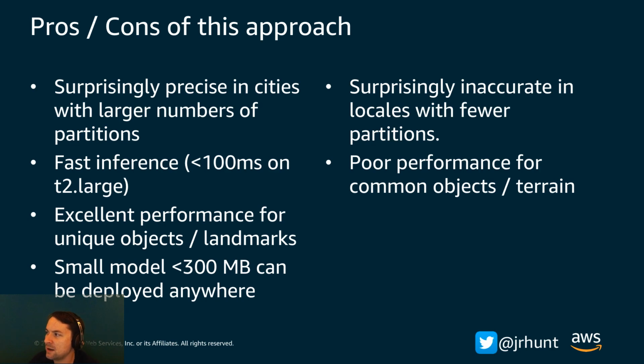So there are pros and cons to this approach. The cons are that the performance for common objects, things like McDonald's signs or 7-Eleven signs, is kind of poor. And it's quite inaccurate in places that have only one giant partition. It's much more accurate in places with more partitions, which should be obvious from the architecture that we've described. But the pros are spectacular. It's less than 300 megabytes. It's got excellent performance for unique objects and landmarks. And it's quite fast in terms of inference. So even on a T2 large, which is a fairly small instance, we can infer what exactly is happening quite quickly.